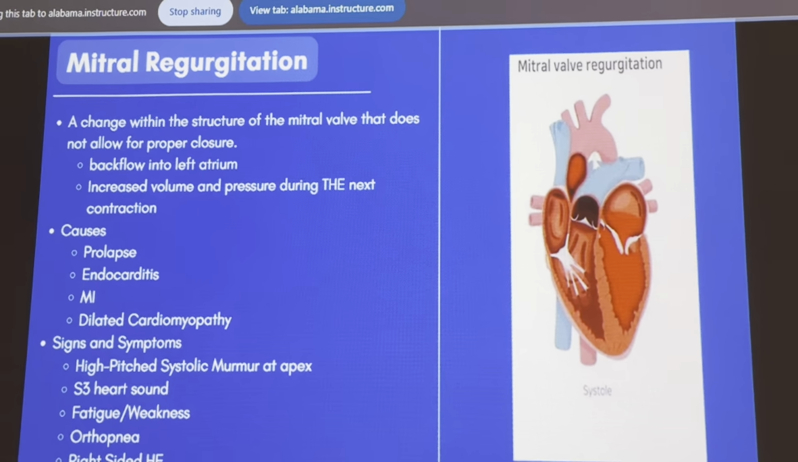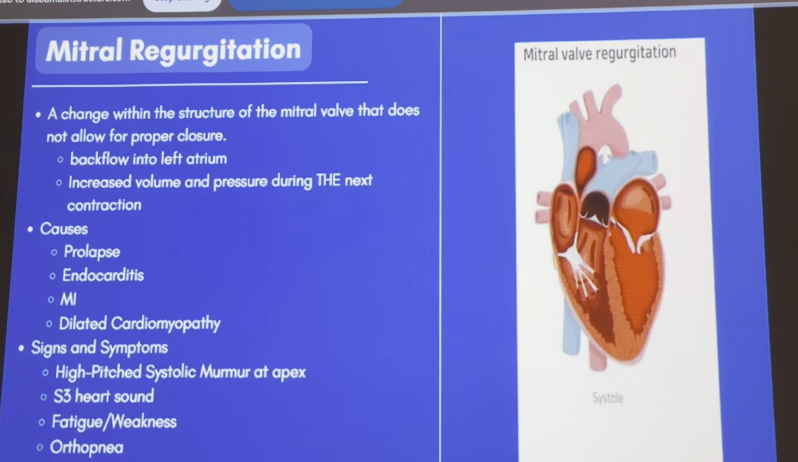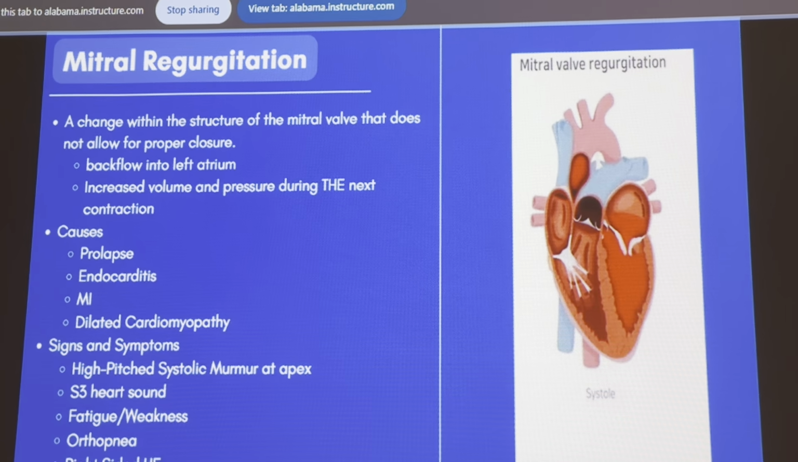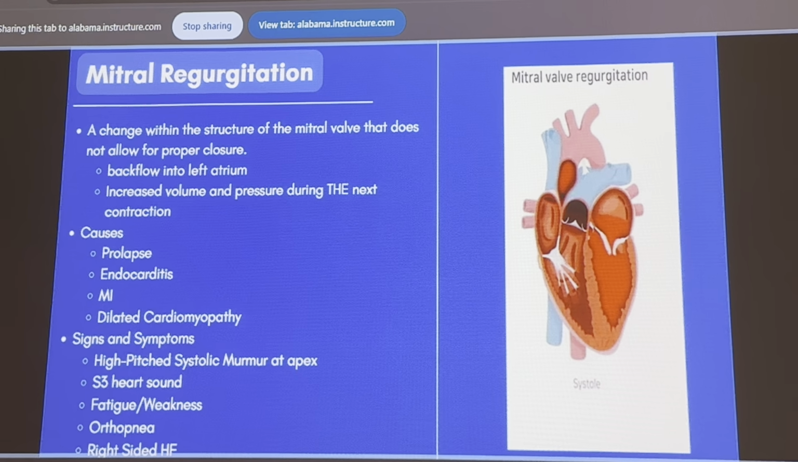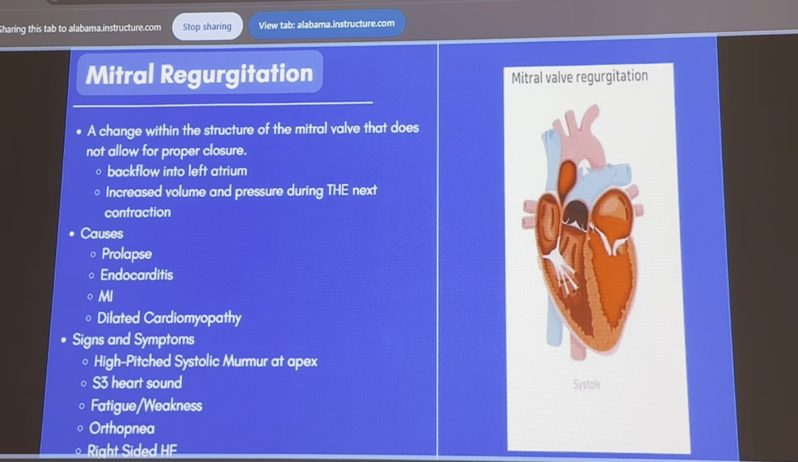I don't necessarily want you to feel like you have to diagnose, oh, that's mitral stenosis because I heard this little murmur when you hear auscultation. That's going to be tough to hear as a new grad. But try to get that in the back of your mind.